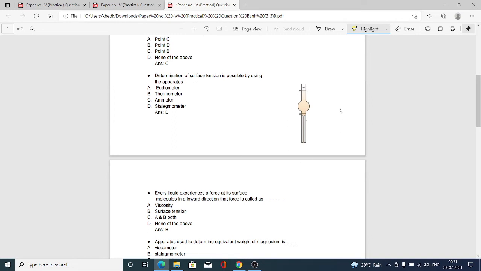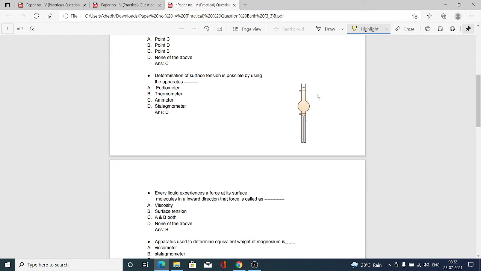This is a stalagmometer tube in which we are sucking the liquid from the beaker, whose surface tension we have to measure, above the point A. Then we allow that liquid to flow from point A to point B, and we count the number of drops in the beaker whenever the liquid flows from point A to B.